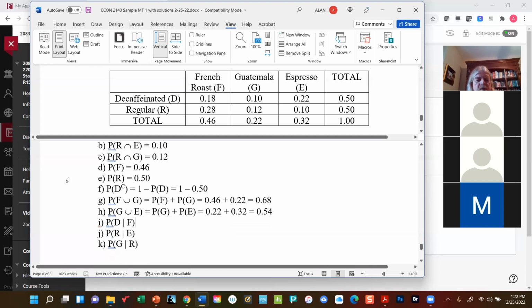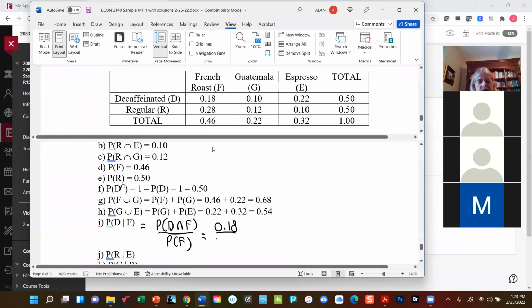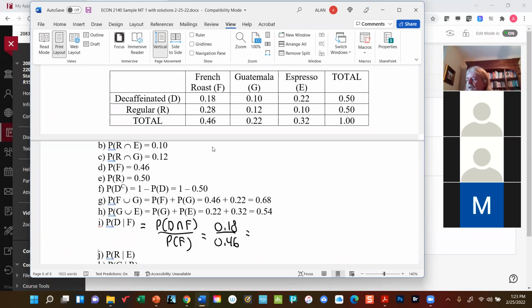Now, these are, of course, the conditional probabilities. So we'll write out the definitions. D and F is decaf French roast, 0.18. F is the total of the French roasts. So therefore, what we're going to see here is whatever that ratio is, that's the probability. 0.18 divided by 0.46, 0.3913.